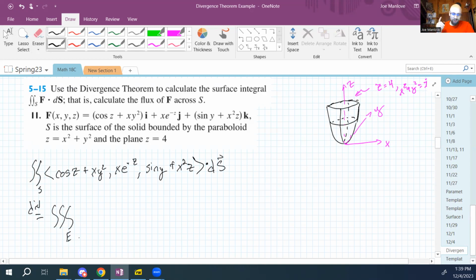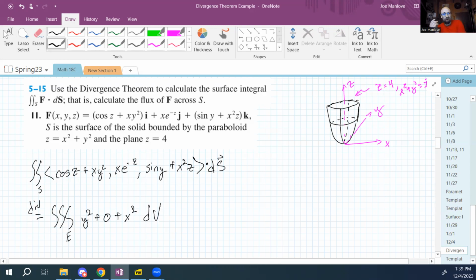And then we're going to triple integrate the divergence of the vector field that they asked me about. So the x partial of that stuff is y squared. The y partial of the middle stuff is 0. And the z partial of the last stuff is x squared. And then I need to be integrating dV.